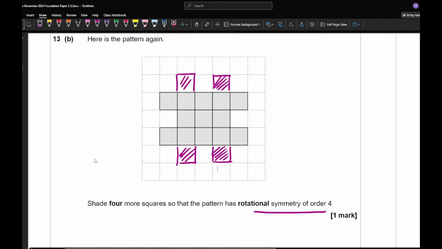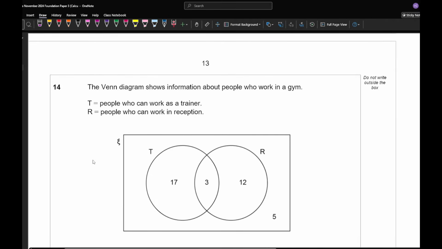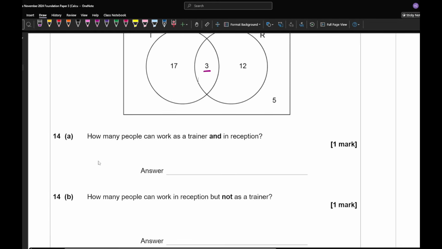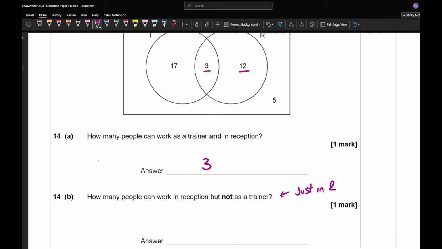For question 14, it says the Venn diagram shows information about people who work in a gym. T represents the number of people who can work as a trainer, and R is the number of people who work in reception. For 14a, it's asking us to say how many people can work as a trainer and in reception. That is going to be our middle section, so the answer is 3. It then says how many people can work in reception but not as a trainer. So what we're looking for is the number that's just in R, which is going to be 12.